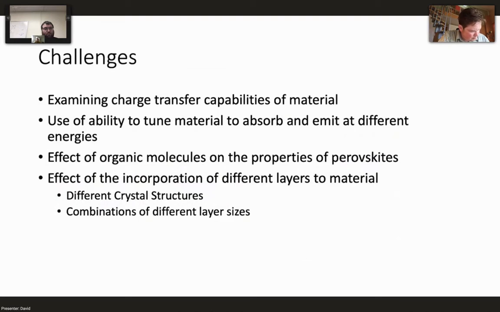We're looking at the effect of the organic molecules on the properties of the perovskites. And then we're looking at the effects that different layers of the material cause. And by this, I'm looking at two different factors. One is the crystal structure, which is a factor between the materials I'm looking at. I'm looking at either Dion-Jacobson or Ruddlesden-Popper phase.